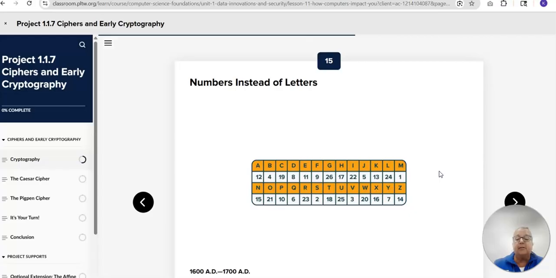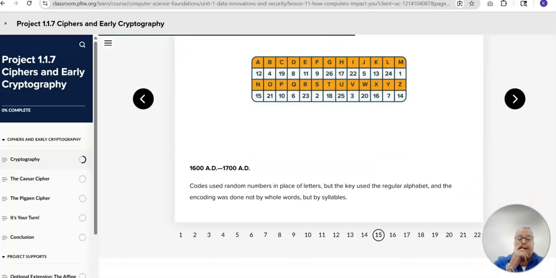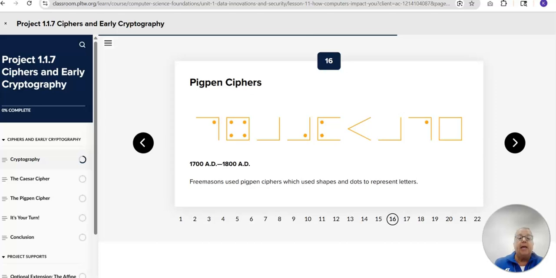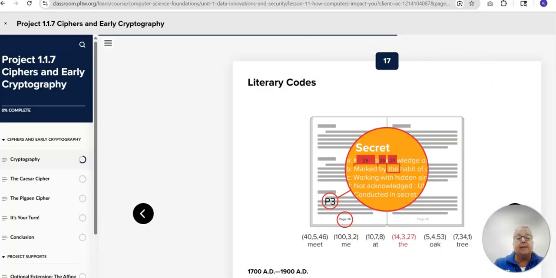Numbers instead of letters. Okay, they had numbers that represented all the letters in the alphabet, and they would just write a message in numbers. This was done 1600 to 1700 AD. That's pretty sophisticated. And then pigpen ciphers. Freemasons used pigpen ciphers, which used shapes and dots to represent letters. You would have to know what the letters were that represented each of those. But you can see if you coded something like that, you'd have no idea what it is.